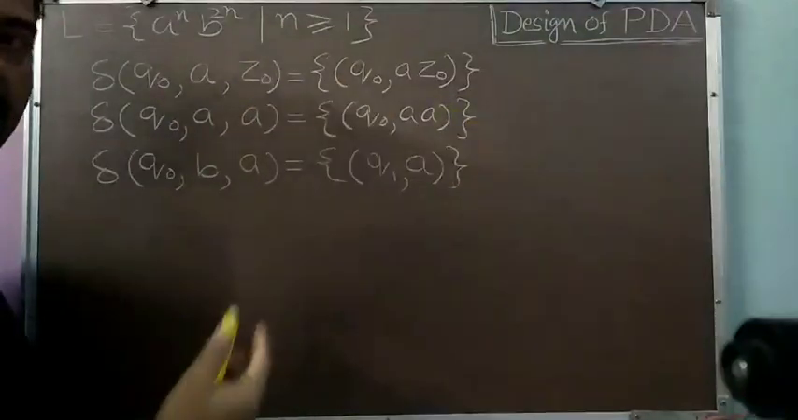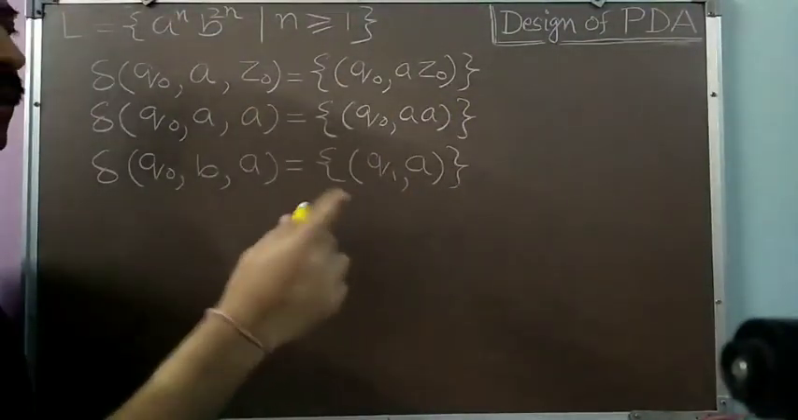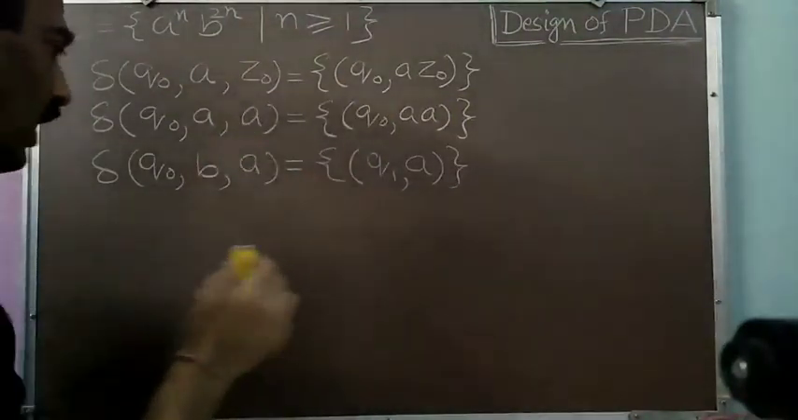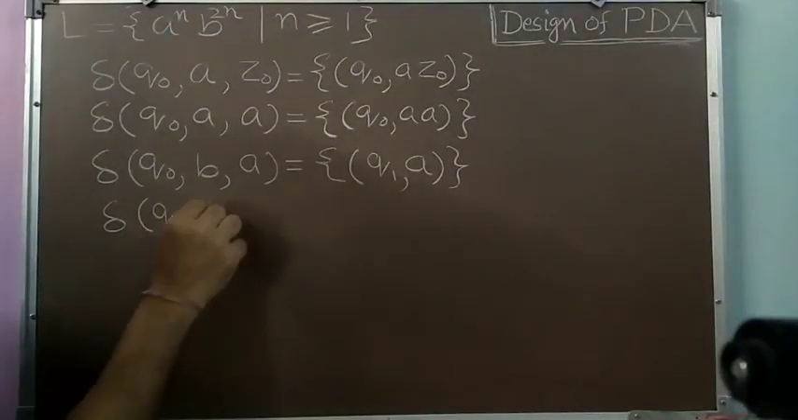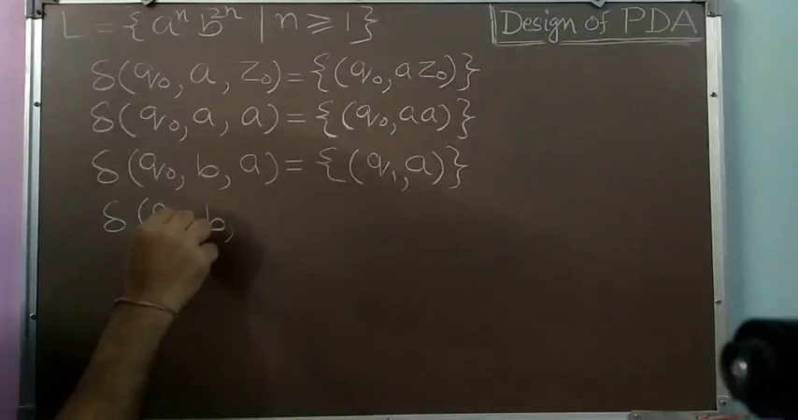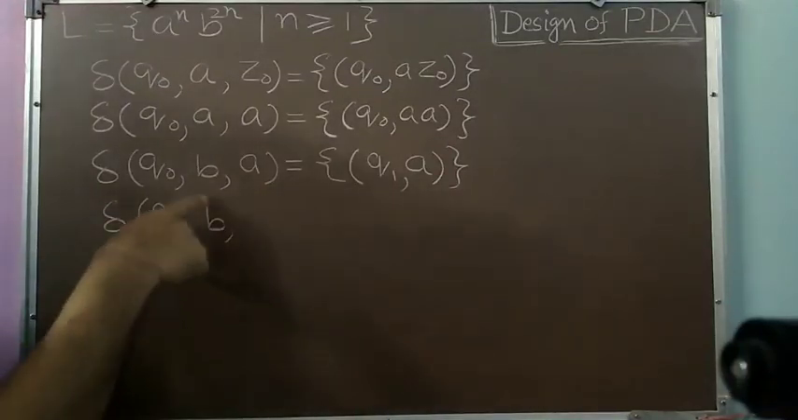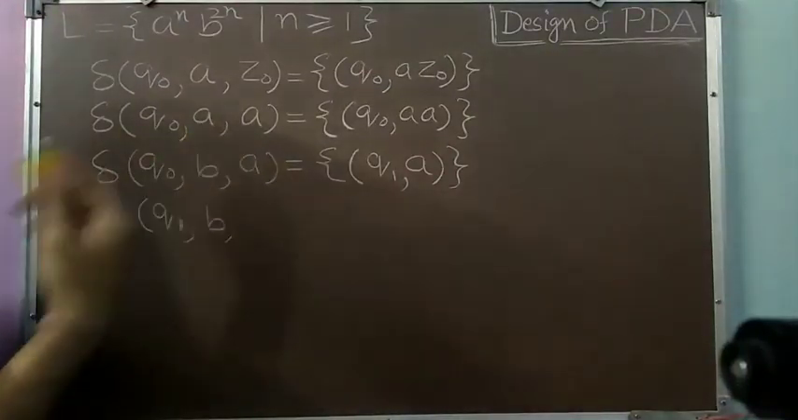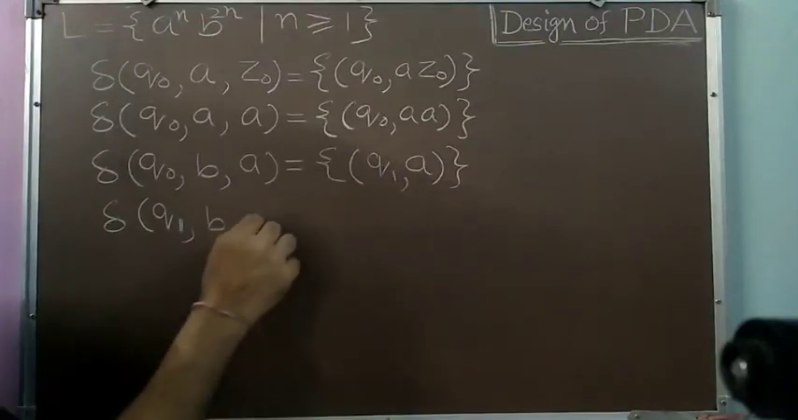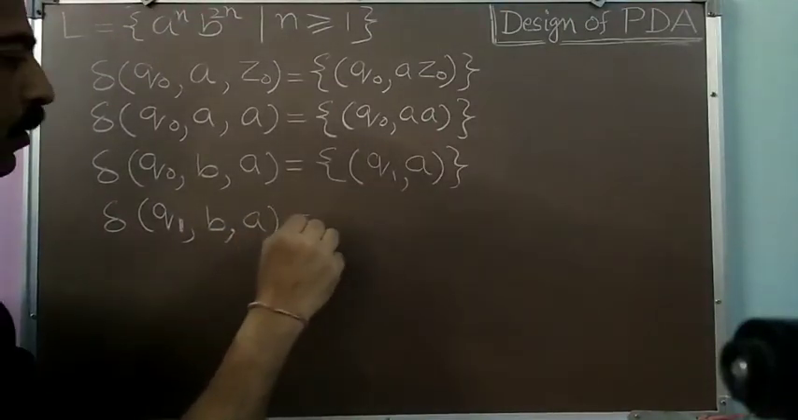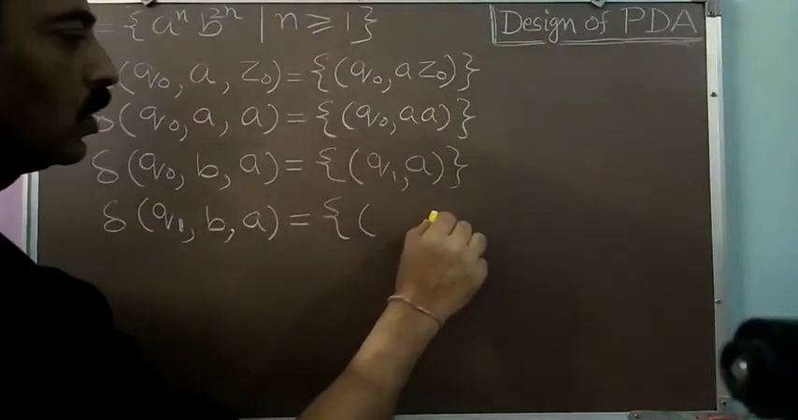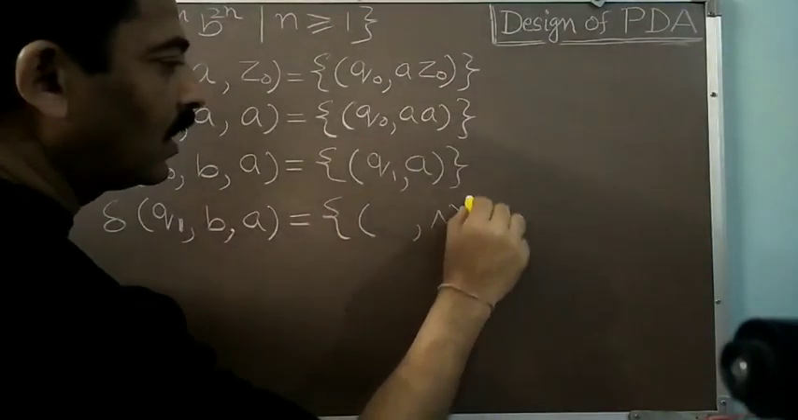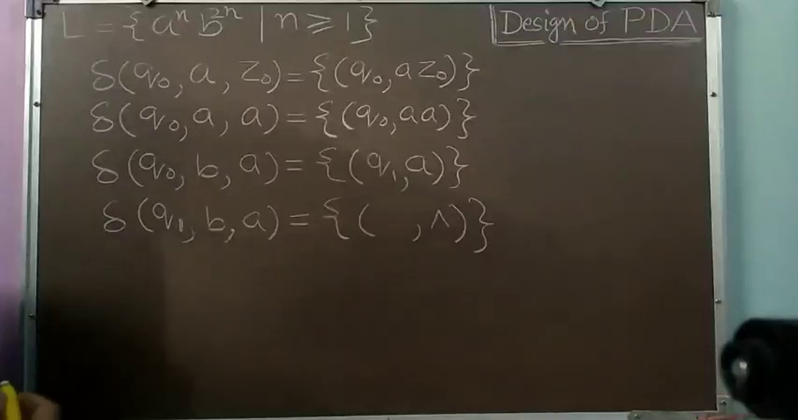Now, if the second b is coming, corresponding to that b we have to remove an a. So that is delta: in the Q1 state, we will be getting the second b. Whenever we are in the state Q1, we will be reading the second b in its pair. At the top of the pushdown store is a. Now this time we have to remove it, so we will be removing it by writing null.